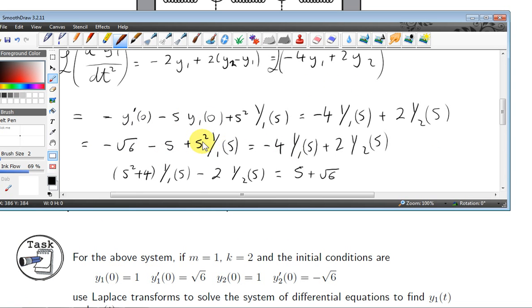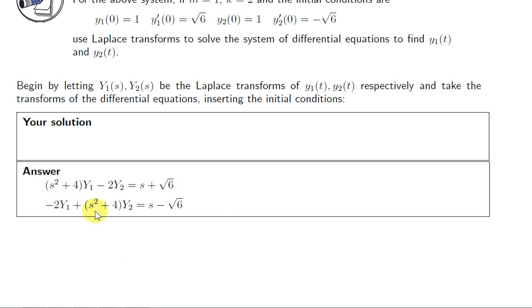So we bring all the y1s together, so we have s squared plus 4 times Y1 on the left hand side. Bring the minus root 6 minus s to the right hand side. And the plus 2 Y2 is brought to the left. So we have a Y1 term, a Y2 term, and the expression on the right hand side not involving Y1 or Y2. Now I won't run through the second equation, but if you go through it, this is what you'll get. So the next step now would be to solve for Y1 and Y2.